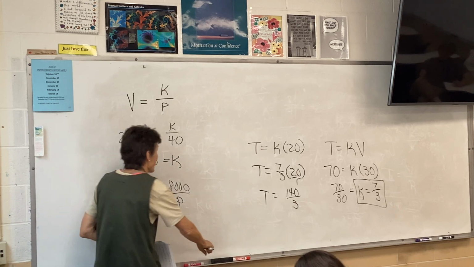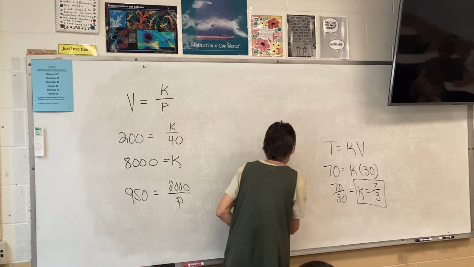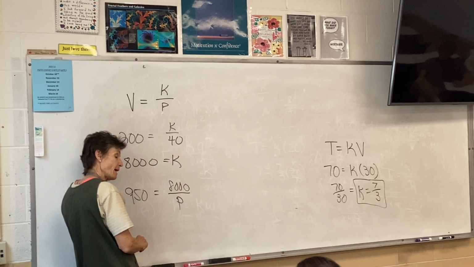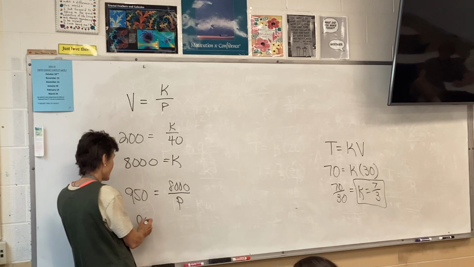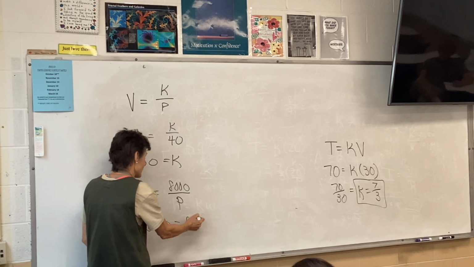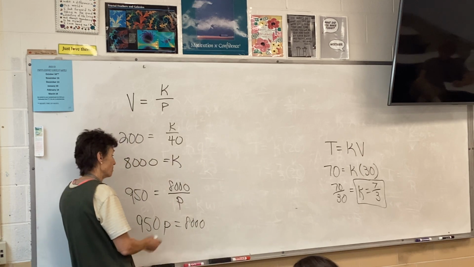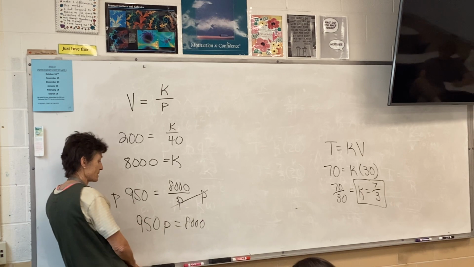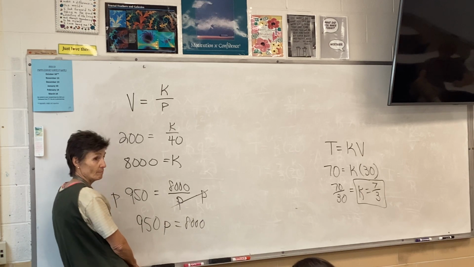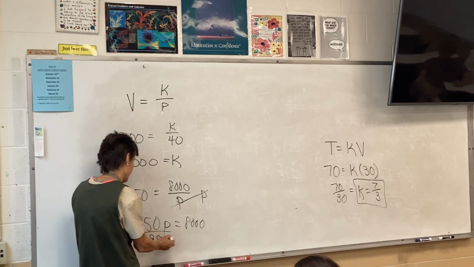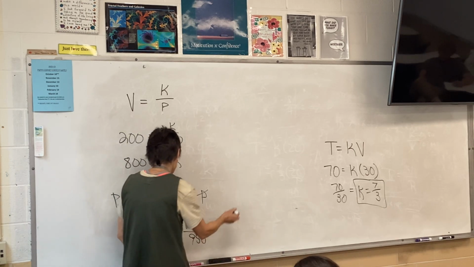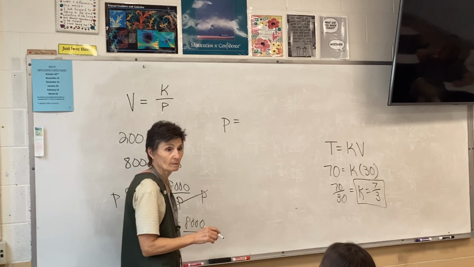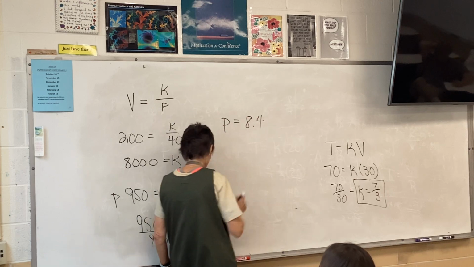All right, how do you want to solve that equation? That one's a little bit harder to solve. How do you want to solve it? Multiply out the P. Get rid of the fraction. So 950P equals 8,000. Multiply both sides by P, so 950P equals 8,000. And then divide by 950. That I do need some help with. So P is 8.42. 8.4. Is that what everybody has?